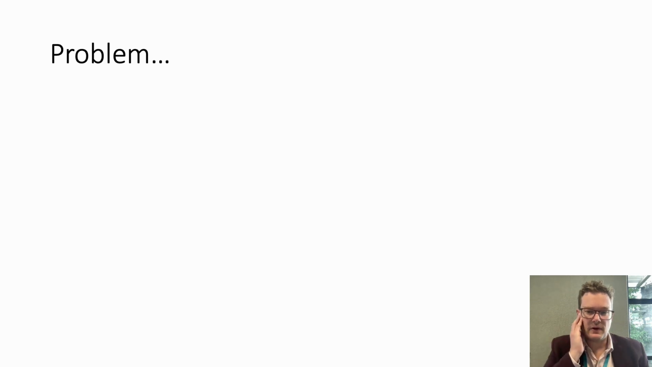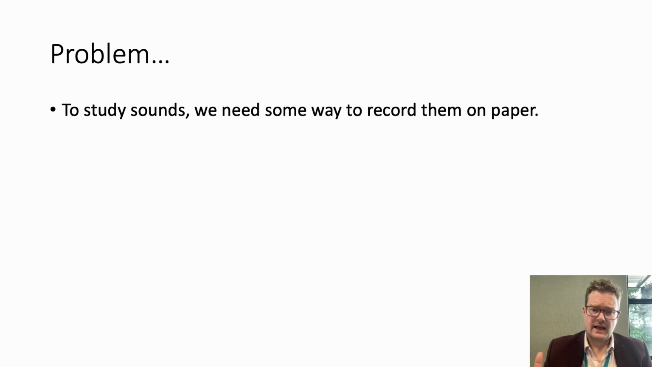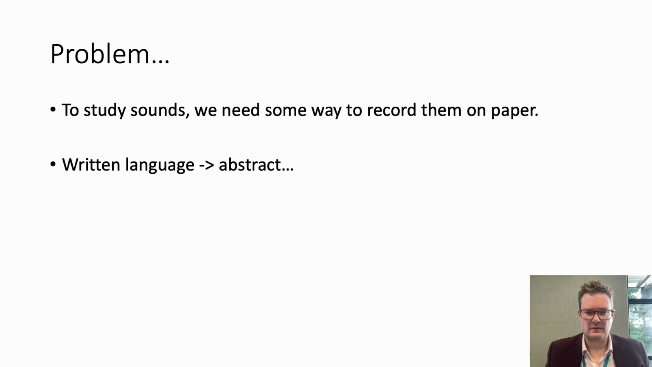Now, there's a little bit of a problem. If we want to study the sounds in any particular language, we need some way to actually write them down. And written language is kind of abstract. It's just squiggles on a page that are somehow representing sounds to us. That means it's kind of artificial when you write things. And a lot of languages can be really inconsistent in what sounds the letters in our writing system make. English is famous for that.